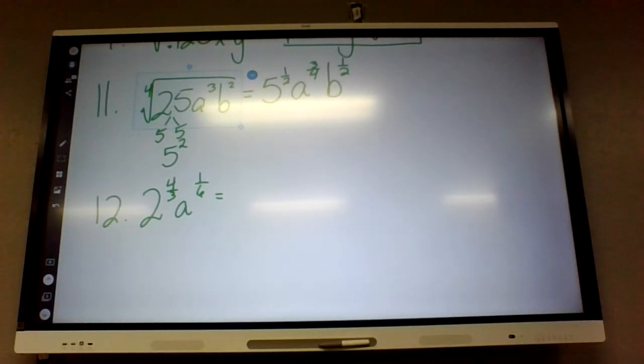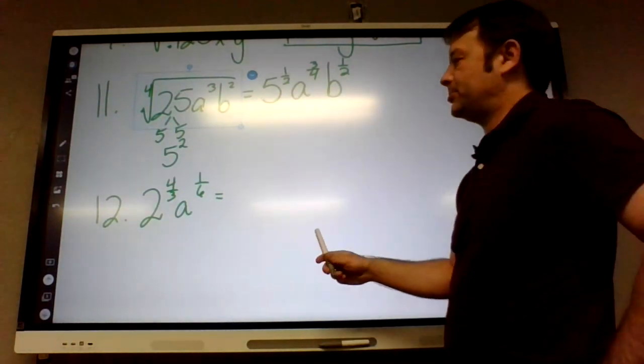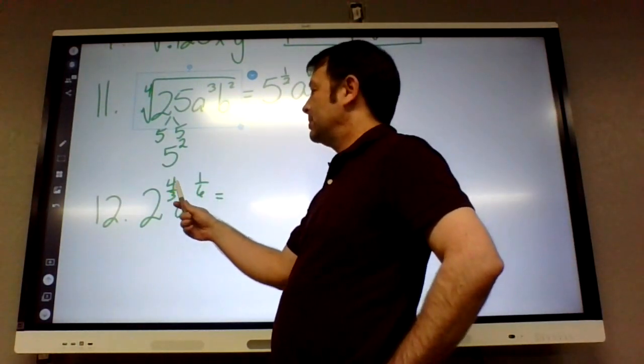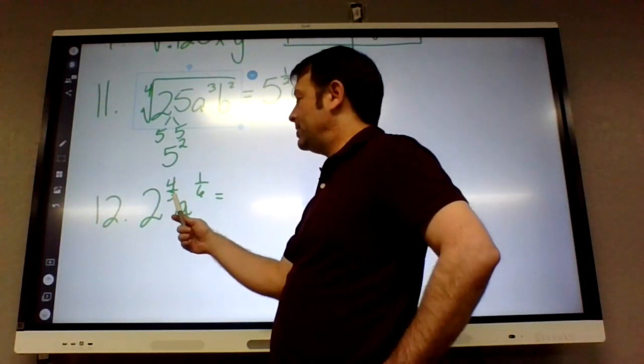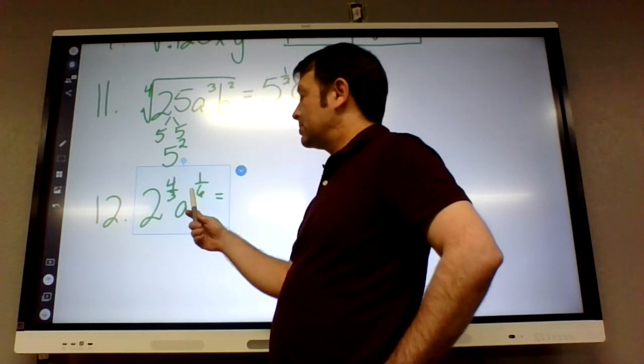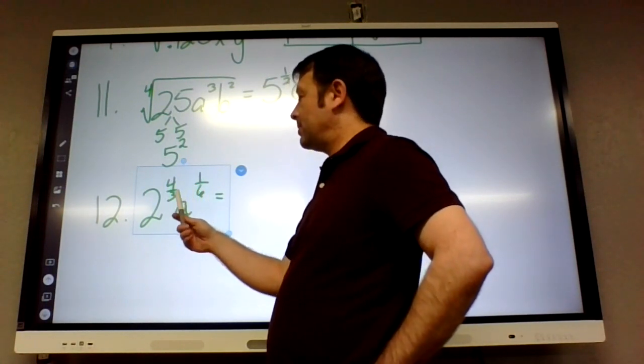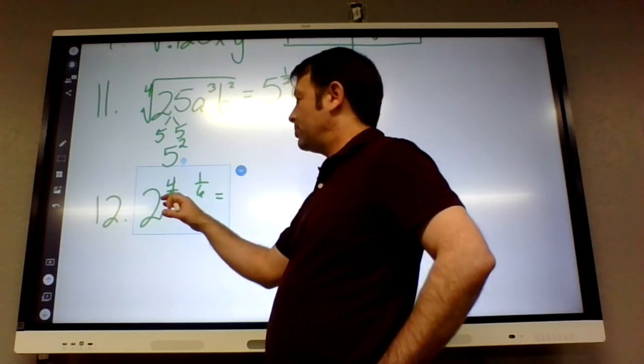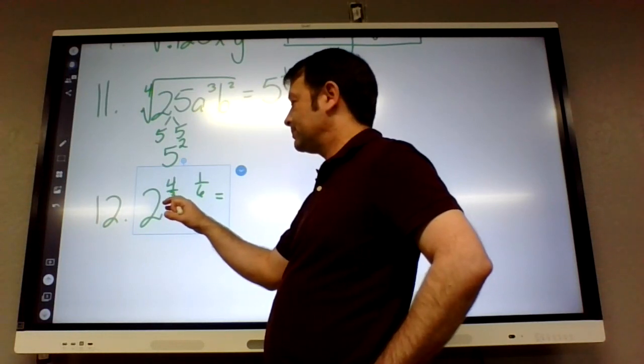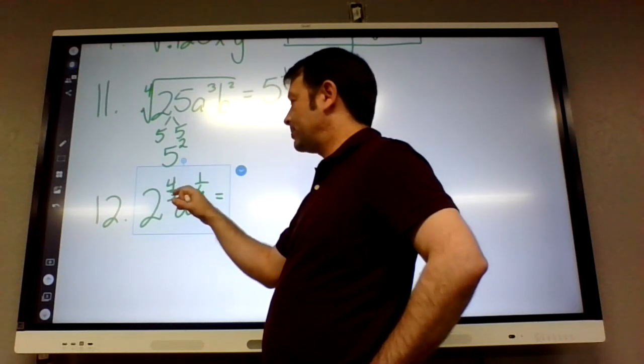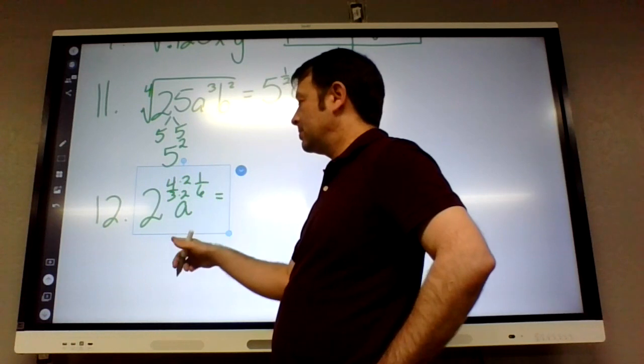Okay, I see what you mean. So the 3 and the 6 mean that's the root. But to be in the same radical, we need the root to be the same. So how do I make 3 and 6 the same? What do 3 and 6 both go into? 6. So I'm going to multiply these by 2.